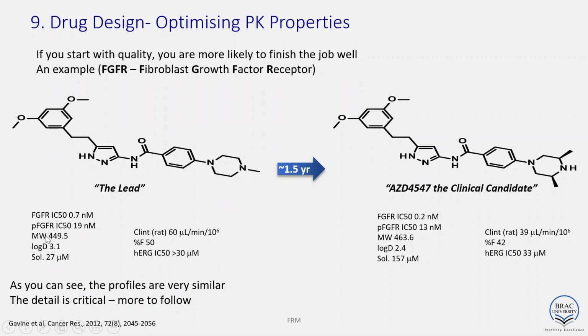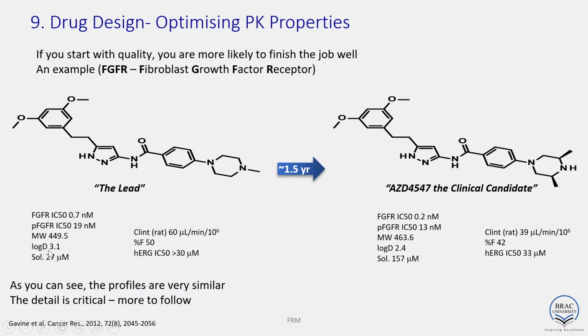The receptor may undergo phosphorylation or dephosphorylation, so it is necessary to know whether our target undergoes phosphorylation or not. In the body, or in the activated state, the receptor might be in the phosphorylated state. So the IC50 for phosphorylated FGFR inhibition is 19 nanomole. These are the potency measures of our lead compound, and the molecular weight is 449.5.